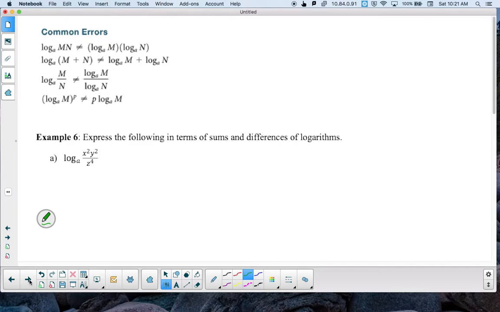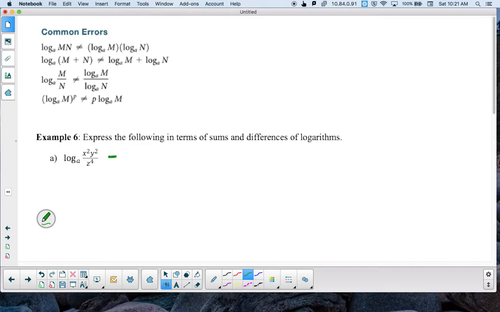And for example 6, we're going to go through example A, and then we'll do B and C in class, but go ahead and try those on your own. So with this one, we want to express the following in terms of sums and differences of logs. So we want to basically get everything outside of the log as much as possible.